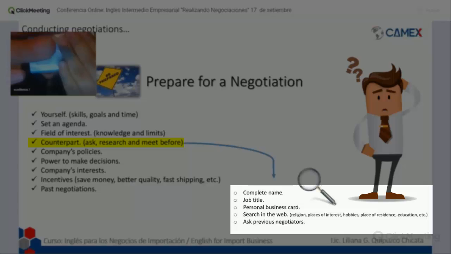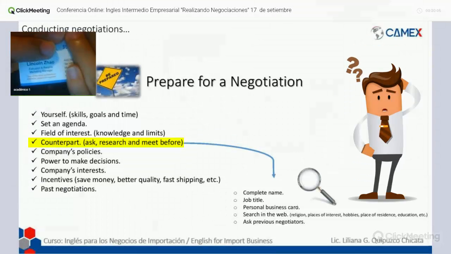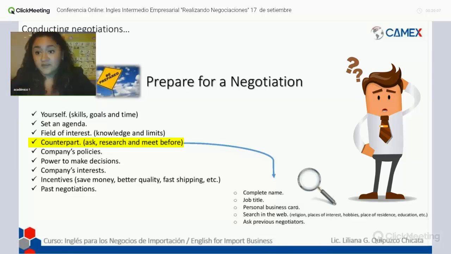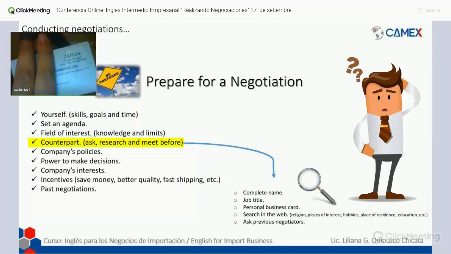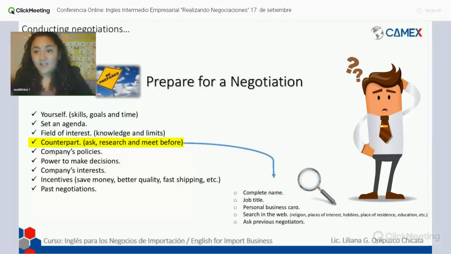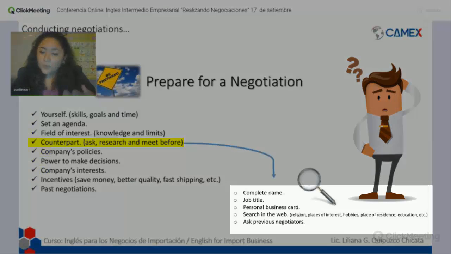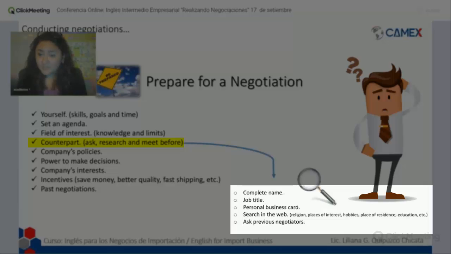For example, it says Lincoln Yao, and he's the extraction and recycle marketing manager. So he's the manager of marketing. And on the other hand, we have here James, who is the sales manager. So maybe we can ask for the complete name and the job title. We ask them for the personal business card.